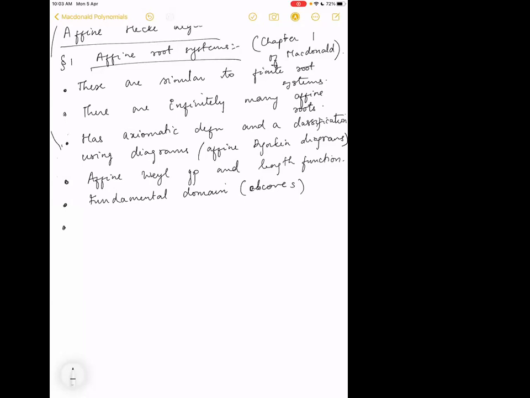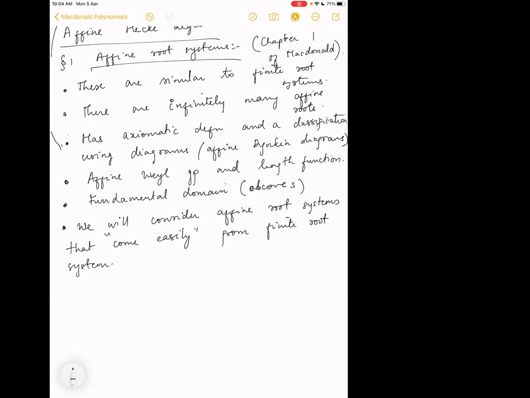As I said, one can look at McDonald's book for the very general construction, but today I will only consider affine root systems that can be very easily obtained from finite root systems. I have to make this precise, but I will do that in a minute. So basically, the affine root systems I'm going to consider are integer translates of finite root systems.